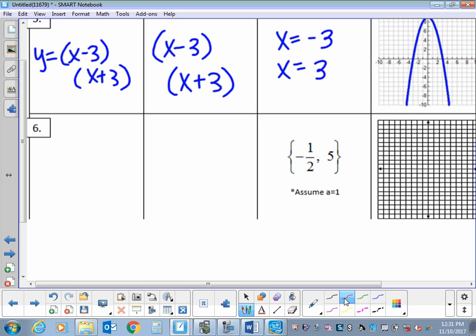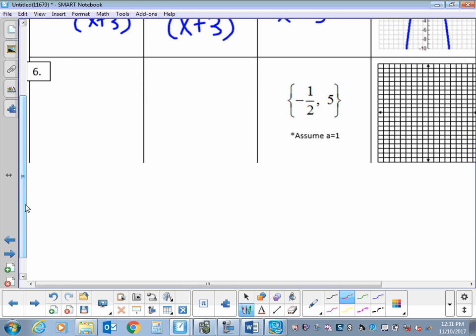For number 6, we need to do this one. It's easy to figure out the 5, right? That's just going to be x minus 5. That's what that factor is. For my second, it is x equals negative 1/2, right? You cannot have a factor with a fraction in it.